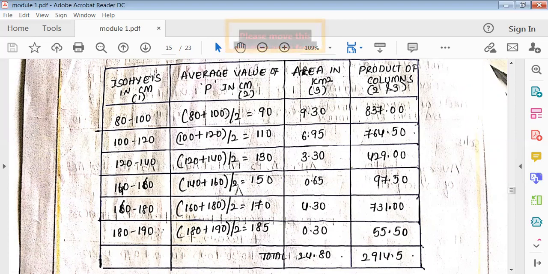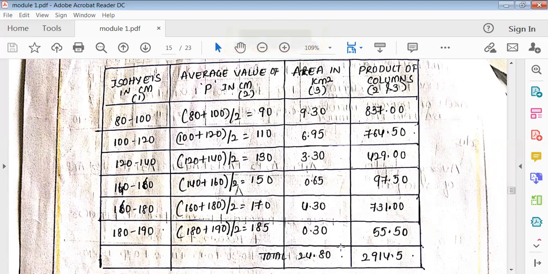So ultimately, you want the average of this. Once you get the average of the isohyets, then area is already given here, 9.3. Now go on multiplying this: 90 into 9.3. Similarly, 60 into 6.95, and 6.95 into 110. So go on multiplying this.